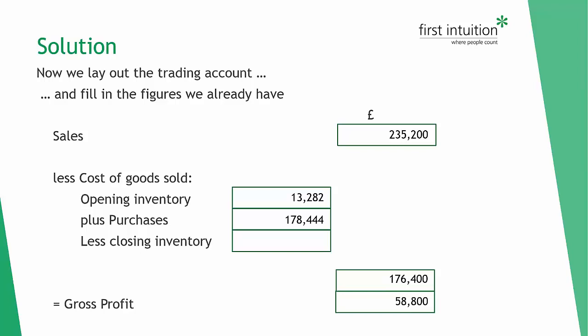The last line we don't really need, but it just looks neater. And dare I say it, the more logical it looks, the easier it is to remember a technique like this. We're used to seeing sales less cost of sales is gross profit. So for the sake of an extra line, it's worth doing.